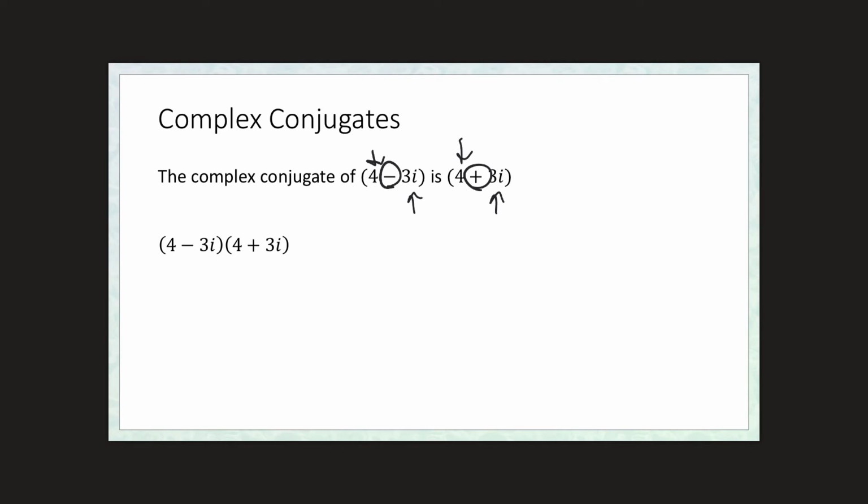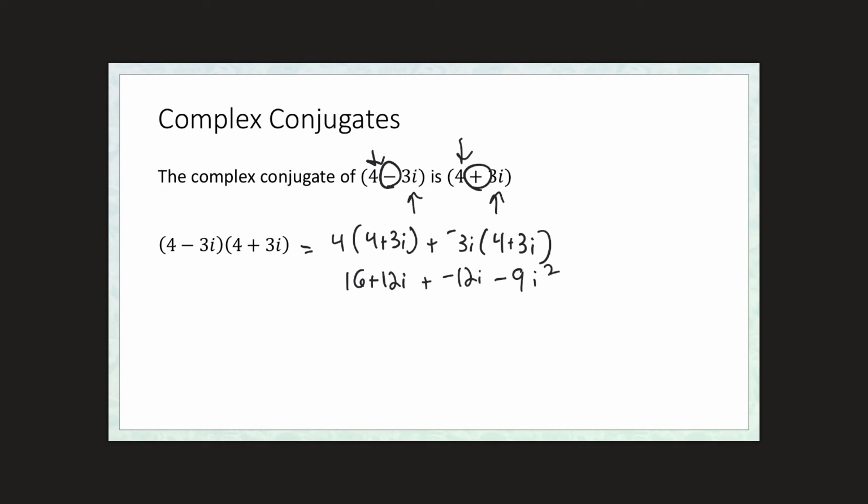Okay, so 4 minus 3i times 4 plus 3i. So if we multiply these conjugates, we should get a real number answer. It should be a squared plus b squared. So it should be 16 plus 9. Let's see if we get there, though. Okay, so 4 times 4 plus 3i plus negative 3i times 4 plus 3i. And distributing that, we get 16 plus 12i plus negative 12i minus 9i squared.